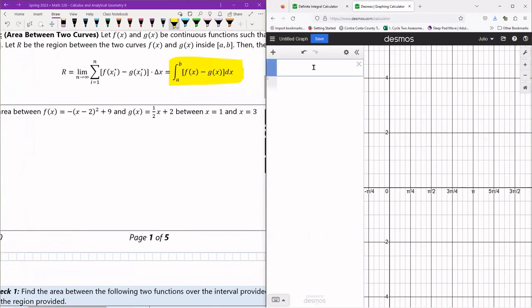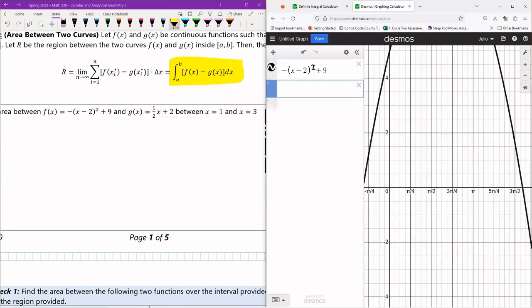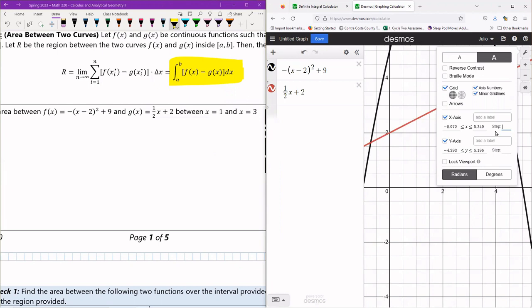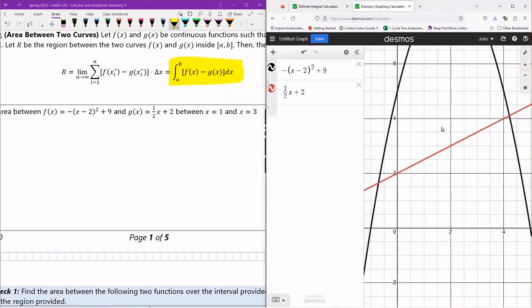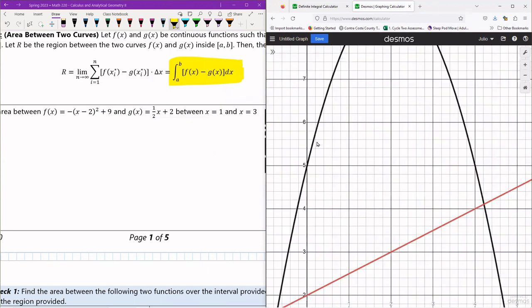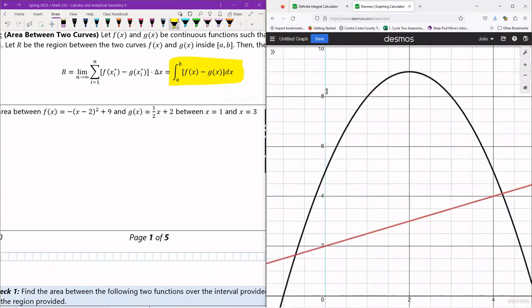There we go. So the first one, minus quantity x minus 2 squared plus 9. And the other one's going to be 1/2 x plus 2. There we go. And let me switch these out to just good old numbers. I was playing around with something before. There we go. Okay. And I'm going to go ahead and shrink this a little bit so we can all see what we're looking at.